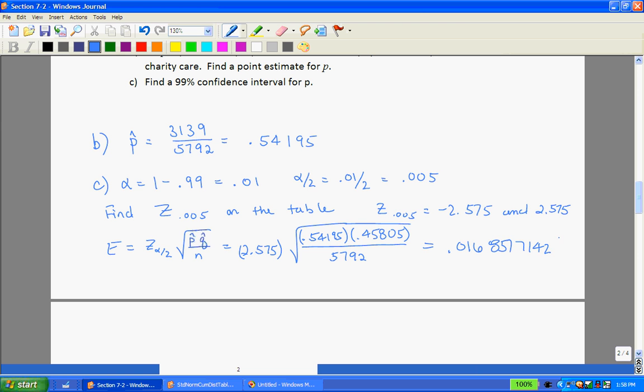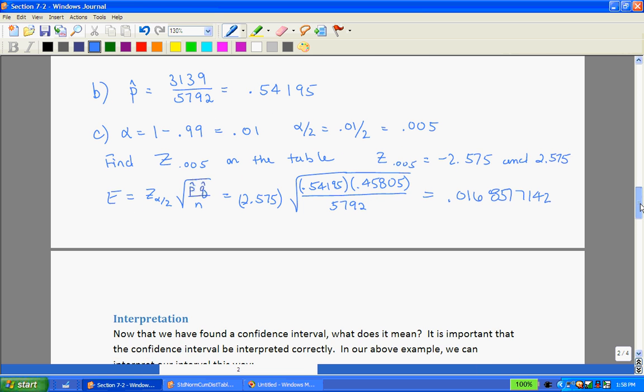And this comes out to 0.01685774142. Let me encourage you when you're doing these intermediate steps to carry as many decimal places as possible. Let your calculator do that for you. Even though when I'm writing things down I might only write 4 or 5 decimal places, let your calculator carry as many places as possible, and that will increase your accuracy. So here we have the 0.016 or so for E.